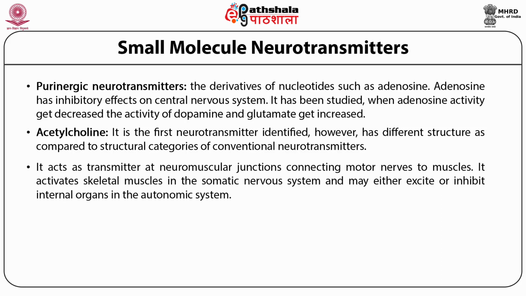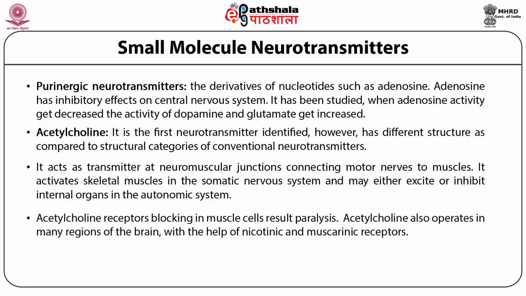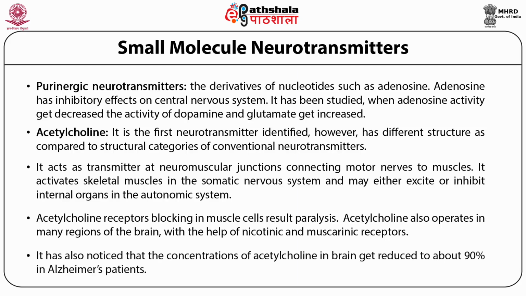It activates skeletal muscles in the somatic nervous system and may either excite or inhibit internal organs in the autonomic system. Blocking of acetylcholine receptors in muscle cells results in paralysis. Acetylcholine also operates in many regions of the brain with the help of nicotinic and muscarinic receptors. It has also been noticed that the concentration of acetylcholine in the brain is reduced by approximately 90% in Alzheimer patients.